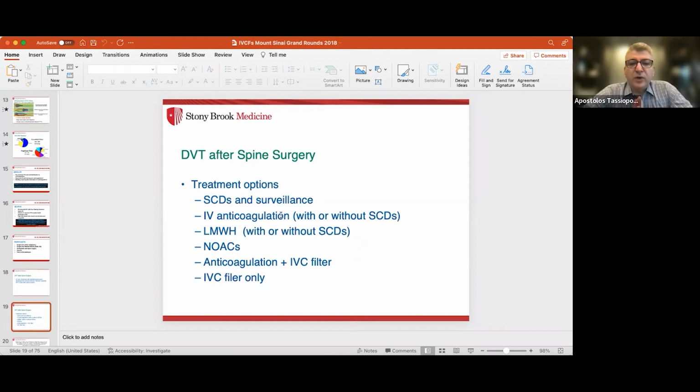So I will limit this to the last two choices, and let me see a raise of hands: how many would consider just an IVC filter for appropriate treatment of this patient? I don't know if we have a way to show hands. Yes, we do.